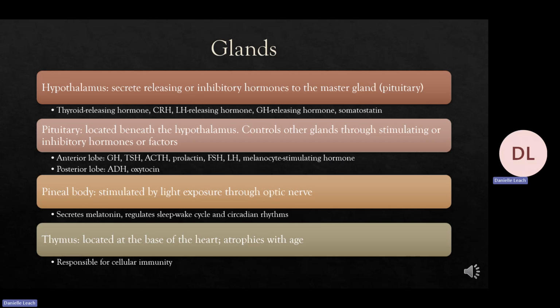Then the pineal body is located in the middle of the brain. It's stimulated by light exposure through the optic nerve. This one secretes the hormone melatonin and regulates the sleep-wake cycle and circadian rhythms. The thymus is located at the base of the heart in the chest, and it atrophies with age, and it is responsible for cellular immunity.